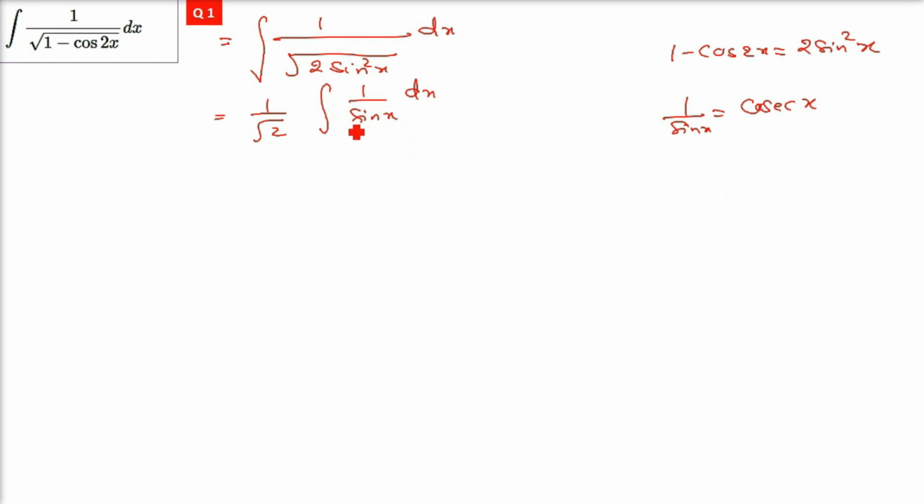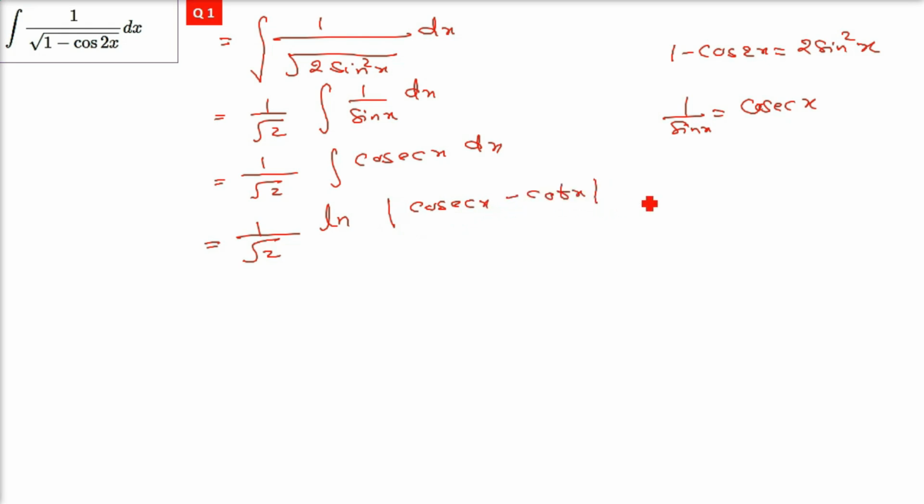So 1 by sine x, let us write it as cosec x, because we have the direct integration of cosec x. So 1 by root 2 here, I am writing cosec x in place of 1 by sine x, and integration of cosec x is known to us. It's a standard result. If you go back and revisit my previous discussions, we have already proved it. So let us write it. This is ln. ln is log to the base e. Modulus is important. Cosec x minus cot x plus constant of integration. This is your result.